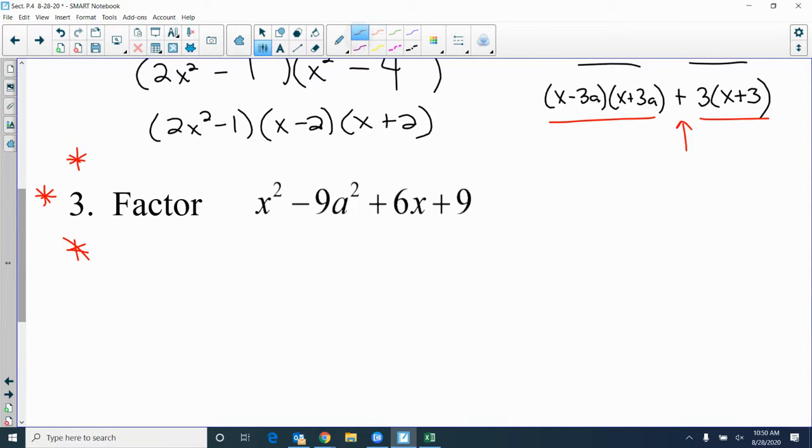I'm going to rearrange, and I'm going to put the x's together with that 9. I'm going to make this x squared plus 6x plus 9 minus 9a squared. And now here, factoring like normal grouping still won't give us what we want. It'll factor something, but it won't factor all the way. You got to be a little creative here. Anybody see what we can do?